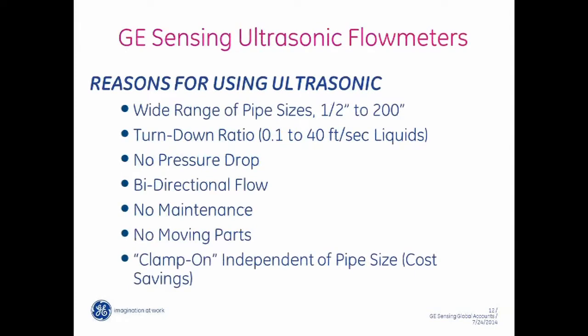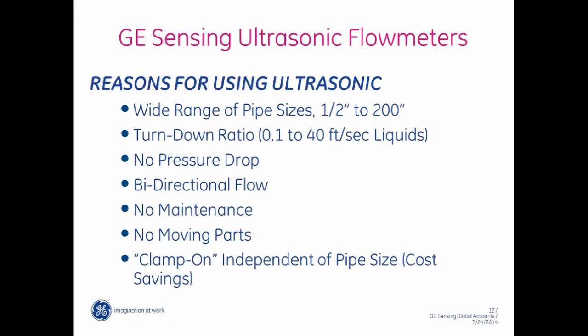So reasons for using ultrasonics. We're going to go through the ranges, the wide range of pipe sizes. We've done everything from a 1/2 inch to 200 inch. I personally have gone up to a 108-inch pipe. Turn down ratios, 0.1 to 40 feet per second in liquids. In gases, it's 0.1 to 150 feet per second. Again, no pressure drop. Bidirectional flow. This is important in a lot of places. I never really knew it until I started dealing with ultrasonics.